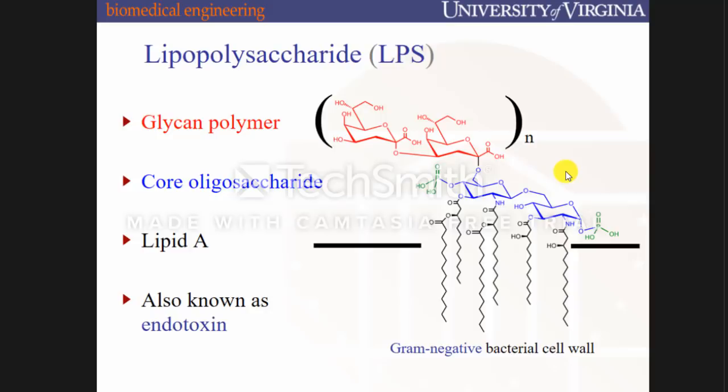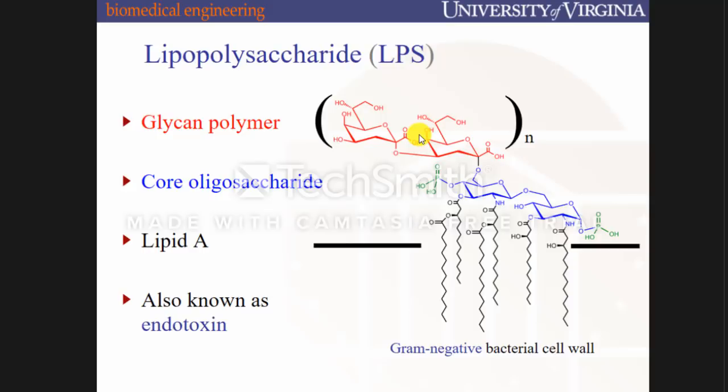If someone's septic, they'll try and figure out what bacteria is present in their bloodstream. And so LPS is on the surface of gram-negative bacteria. And so you have a hydrophobic lipid tail on the membrane. Gram-negative are double membrane bacteria. And so you have a hydrophobic lipid tail. You have a core oligosaccharide and this glycan polymer that is part of the repeating segment that is recognized.